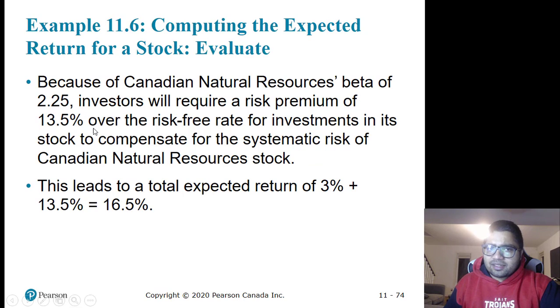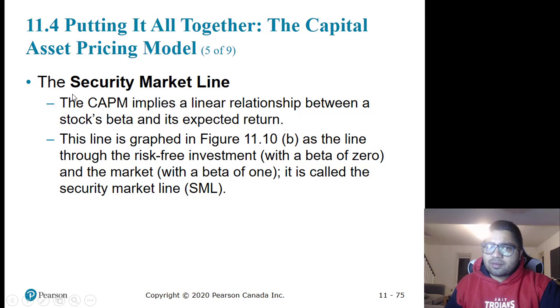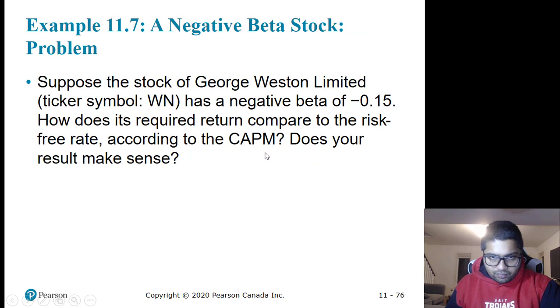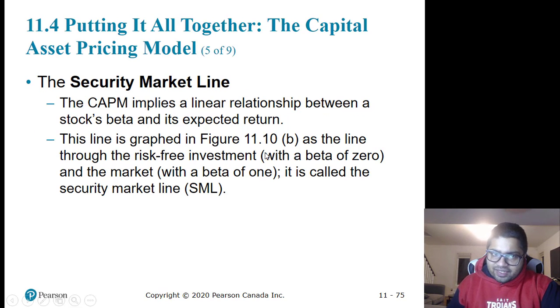So based on the expected returns and beta, you can compute a security market line. CAPM implies a linear relationship between stock beta and the expected return. So you can graph it out. Okay, the higher the beta, the higher the expected return, and the higher the risk.